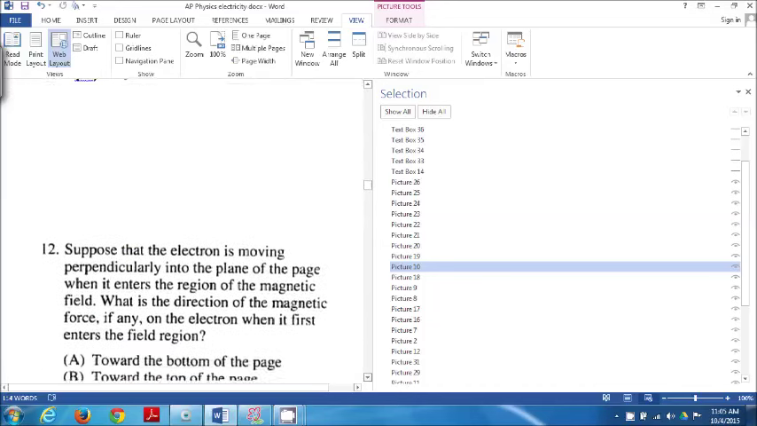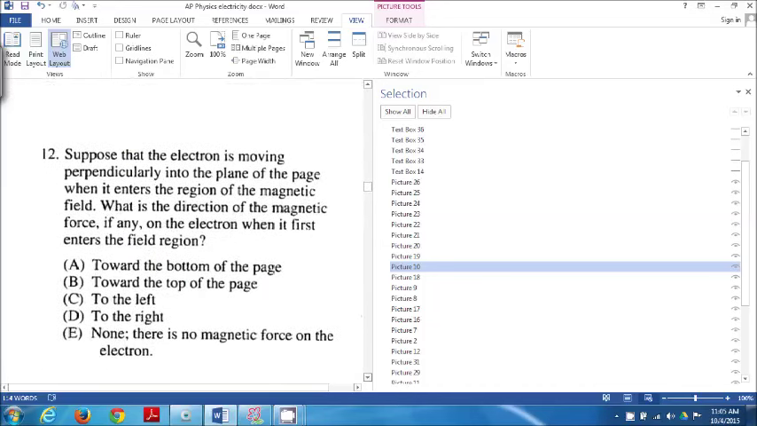Now, if the electron is moving perpendicular into the plane of the page where it enters the region of the magnetic field, what is the direction of the magnetic force, if any, on the electron when it first enters the field region? So here the magnetic field is acting downwards, and the electron's direction is into the plane of the page, which is perpendicular.